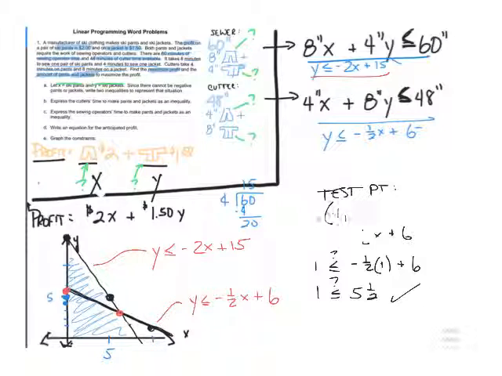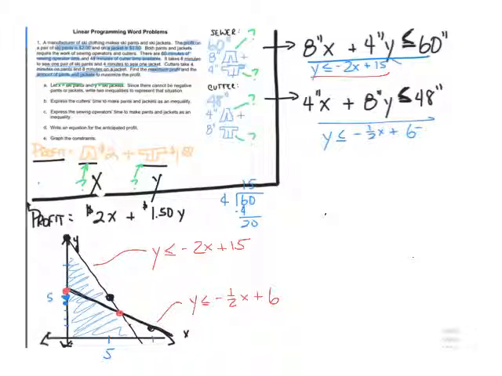So I know that (1, 1) works for that particular test point, and I realize now that I have a feasible region. Let's change the color a little bit. I now have a feasible region for my second equation, and that will be everything under, let's make that bigger, there we go, everything under that line. So this is now my feasible region.